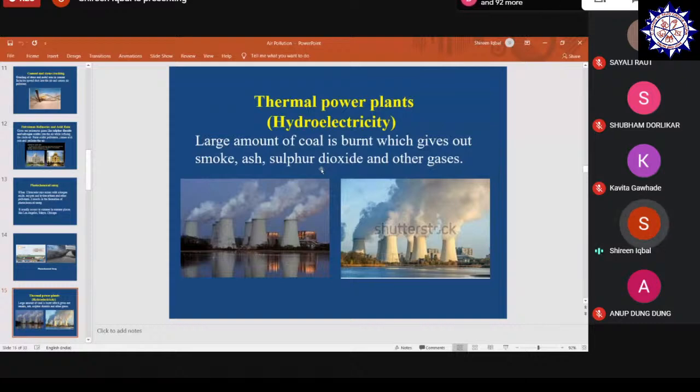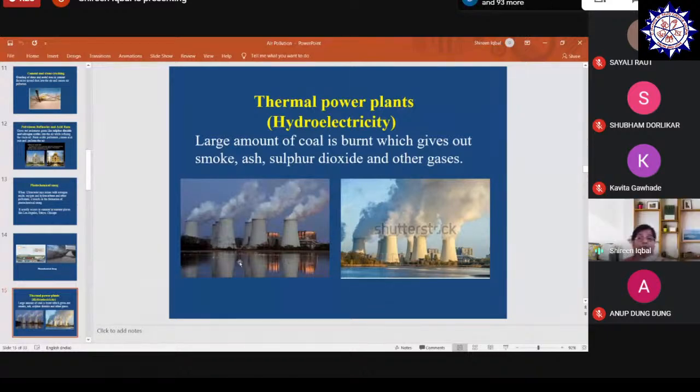Thermal power plants. Now here you can see in the picture, this is the water, and this water is heated by burning coal just to generate energy, just to generate electricity. And the electricity which is generated by the water, that is known as hydroelectricity.